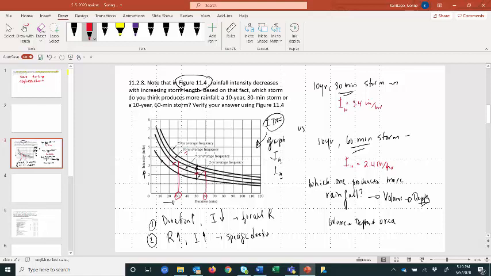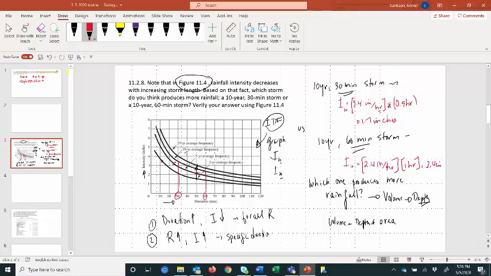Now the question is not the intensity, as I said, but the depth. Whenever we look at the depth, we have to multiply the intensity times the duration of the storm to see how many inches that is. So I will multiply this. If it's a 30-minute storm and I have hours here, that's half an hour. So this would be 1.7 inches. And for this specific storm, 60 minutes, it's 1 hour, so it's 2.4 inches.